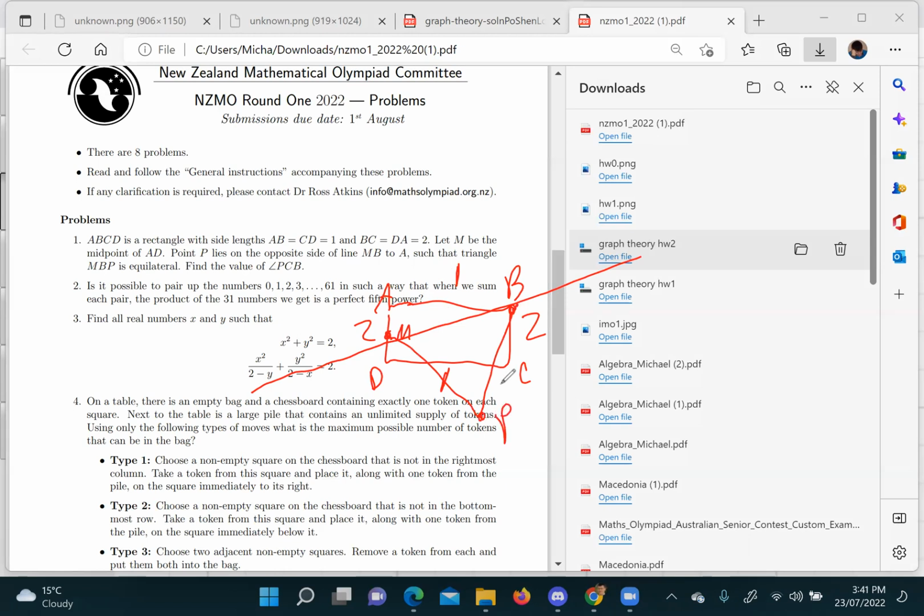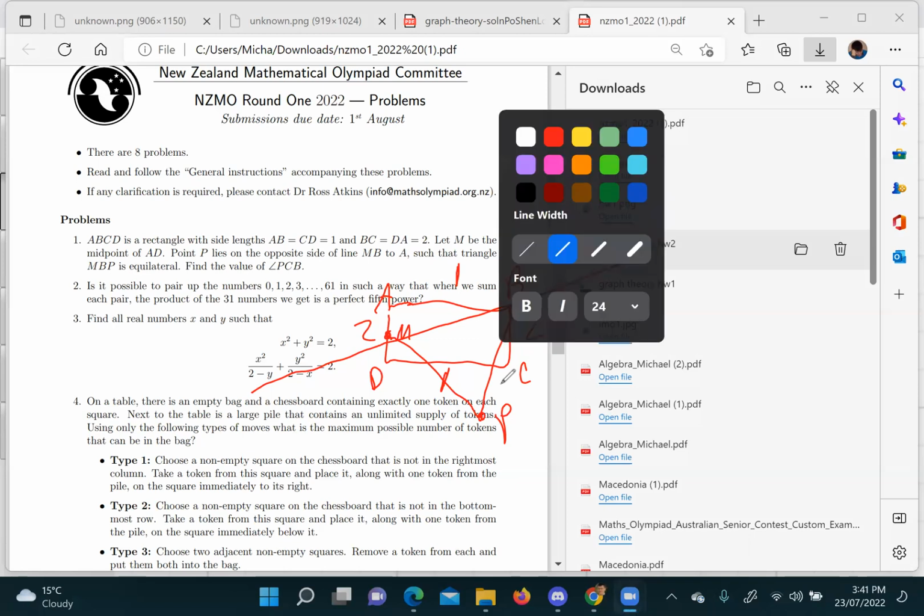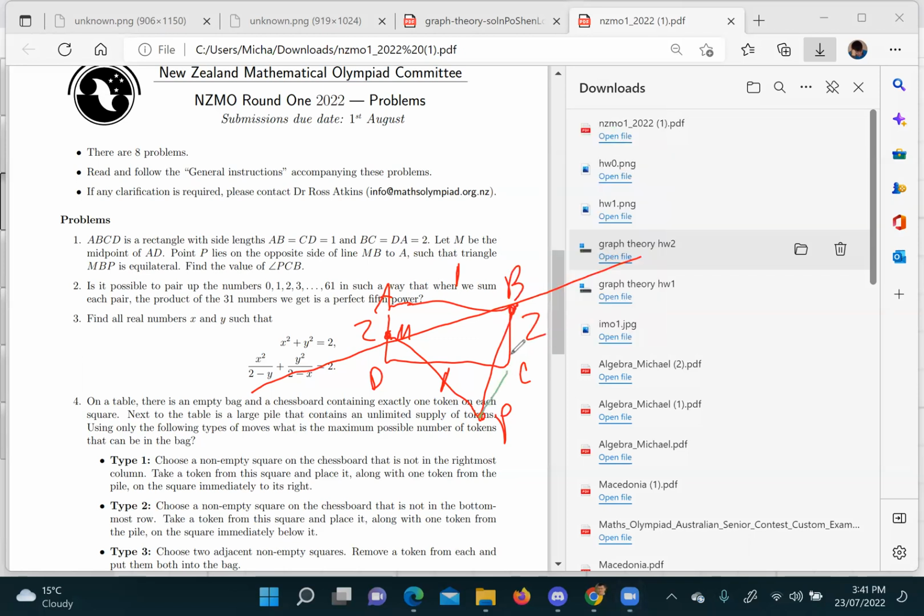And by the way, drawing this diagram is part of the problem, so I'm kind of giving away the problem a little bit here. Find the value of angle PCB, yeah? So find the value of this angle, yeah?